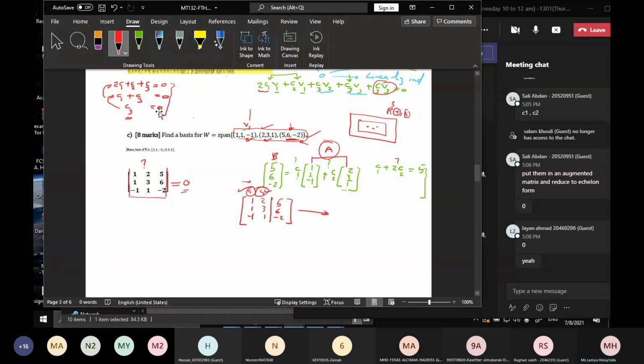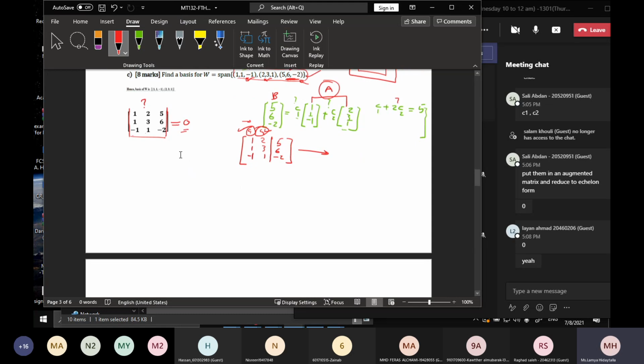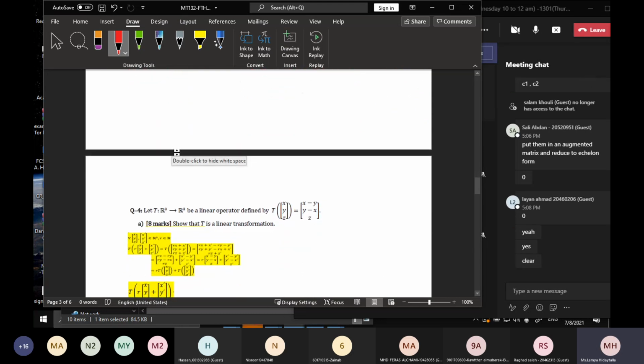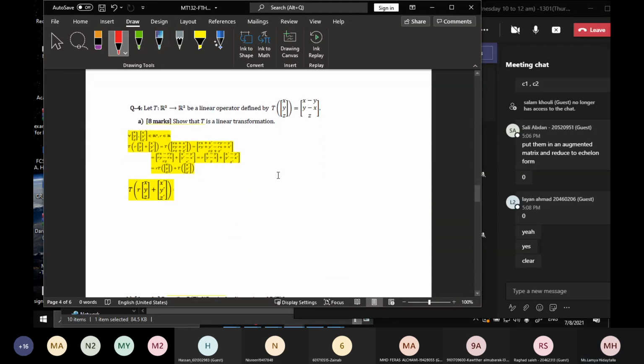Clear? Clear? I'm trying to explain while I'm solving يا جماعة عشان to remind you. Clear? طيب. Question 4. Let T from R3 to... في أي question في the previous parts? Any question? Well, I move. Clear?